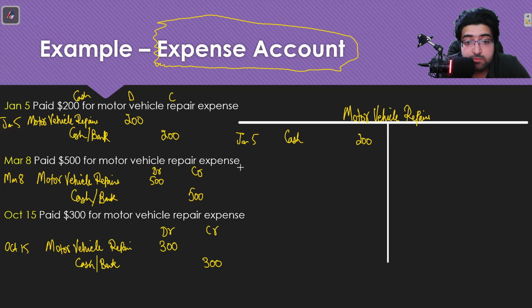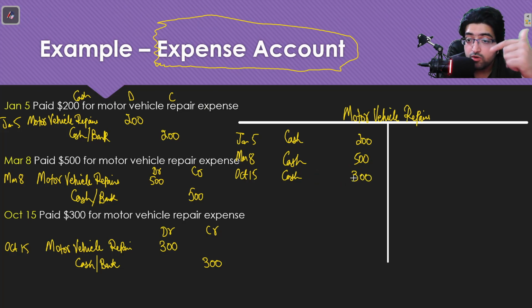Then on March 8, we again paid for motor vehicle expense by cash, and the amount was 500. And then on October 15, we are again paying for motor vehicle expense, and the payment was $300. So what was the total amount of motor vehicle repair expense during the year? It was 5, 6, 7, 8, 9, 10, which is $1,000. So the total motor vehicle repairs expense was $1,000, right?